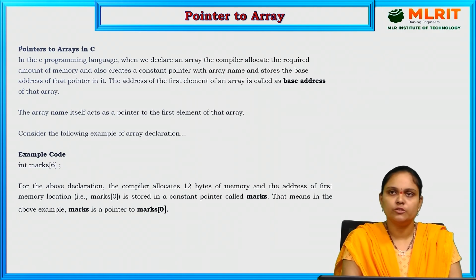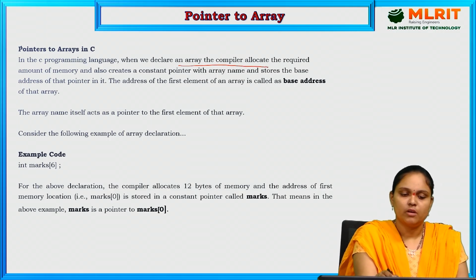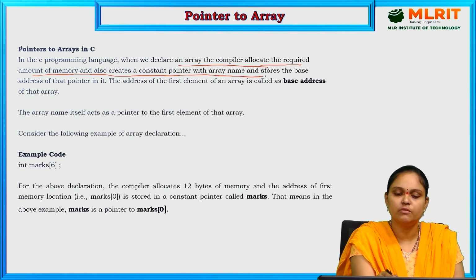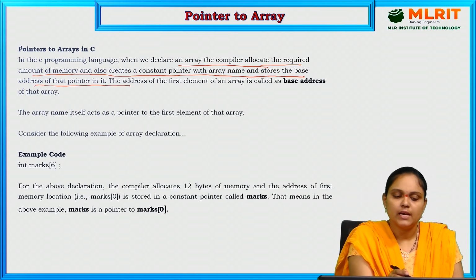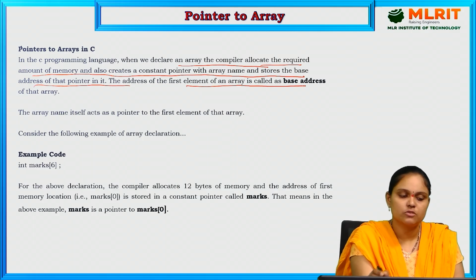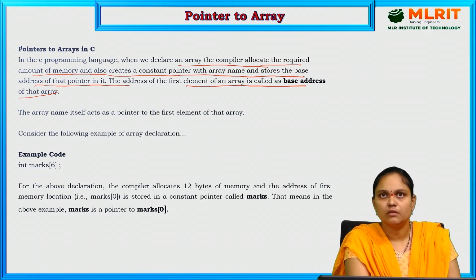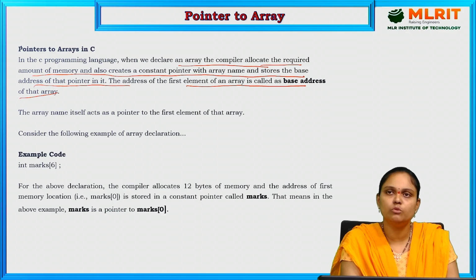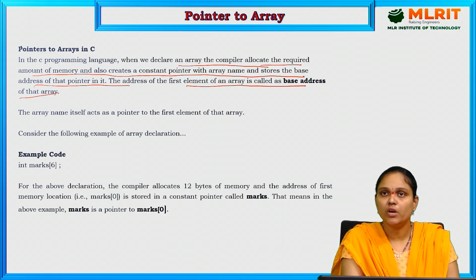Next is pointer to arrays. In the C programming language, when we declare an array, the compiler allocates the required amount of memory and also creates a constant pointer with the array name and stores the base address in that pointer. The address of the first element of an array is called the base address of the array. So what we are doing here is creating a pointer to access all the values that are present in the array.